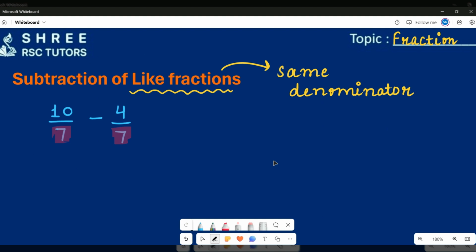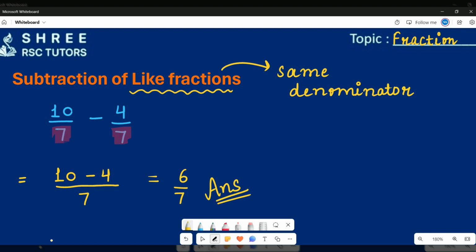So, the rule is very simple. First thing is we will keep the denominators the same like this, because 7 is the denominator for both of them. So we will keep the denominator the same and we will simply do the calculation with the numerators. So basically we are doing 10 take away 4. That means if we do 10 take away 4, we will get 6 and the denominator will stay the same. That means the answer will be 6/7.